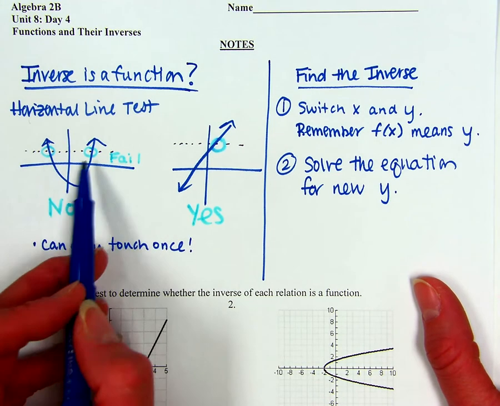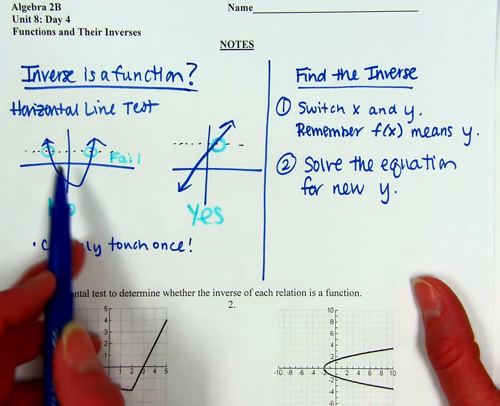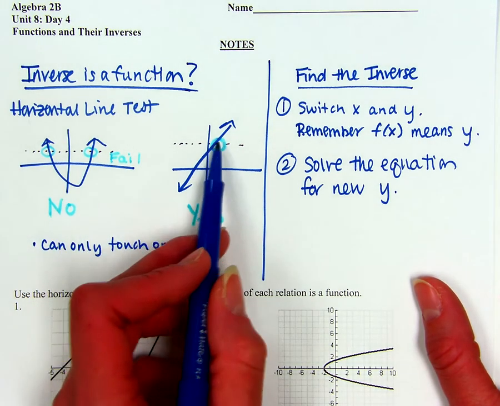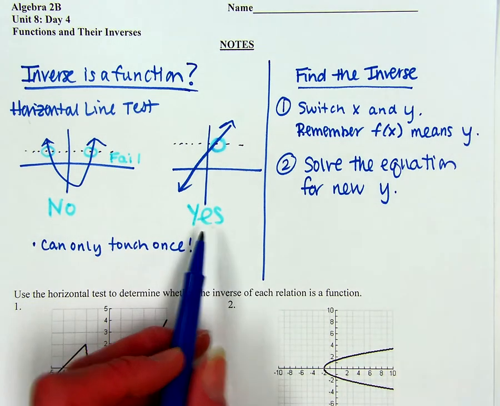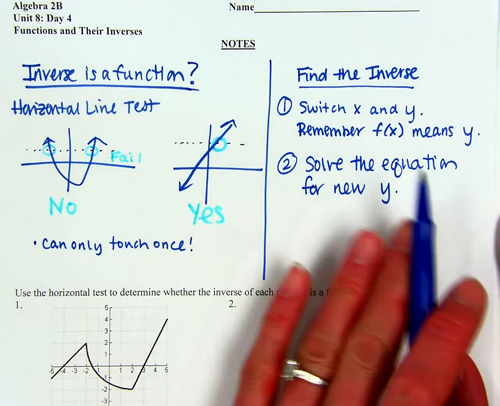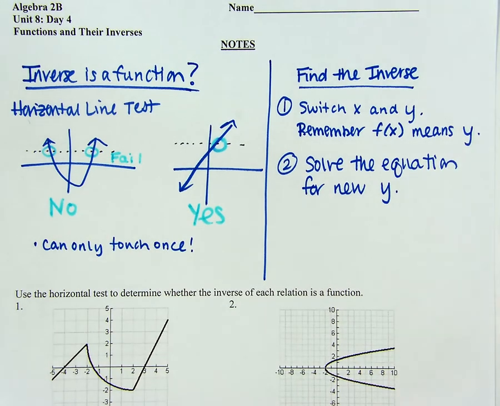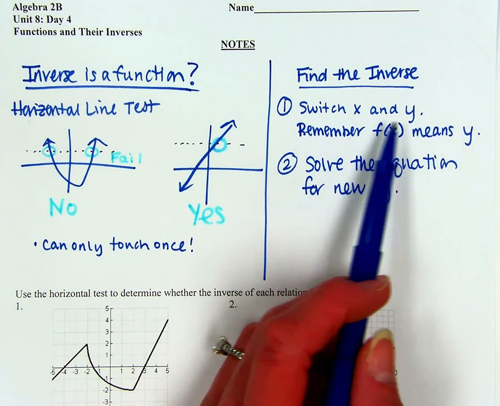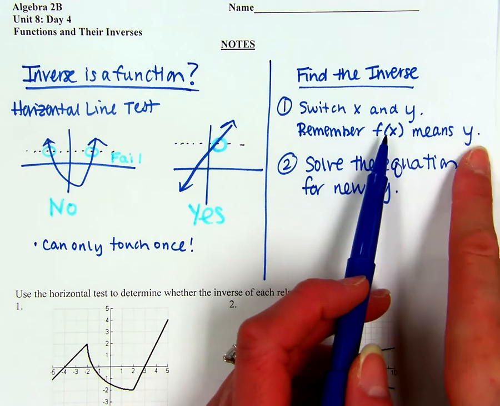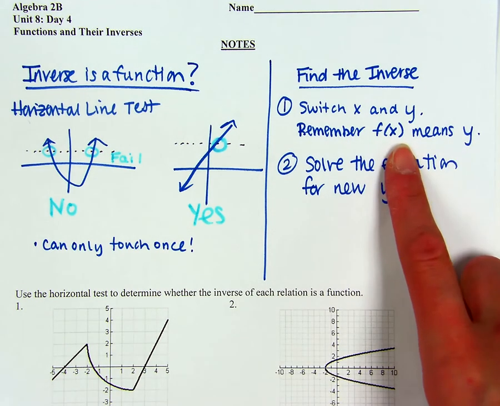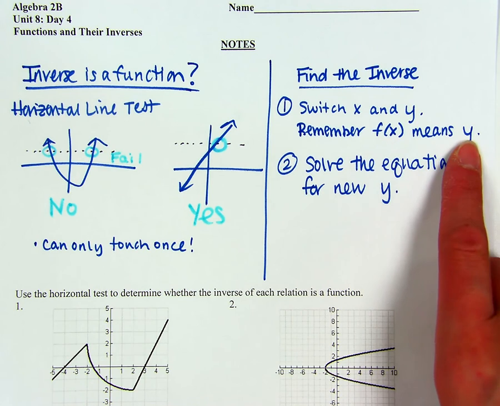So in this problem, this horizontal line touched this graph twice, so it's not a function. The inverse is not a function. And here, since it only touched once, then yeah, the inverse is a function. The other thing we're doing is actually finding the inverse. Basically, you're just going to take your x's and y's and switch them. And remember that f of x means y, so you may not see the letter y in there initially, but you can replace that.